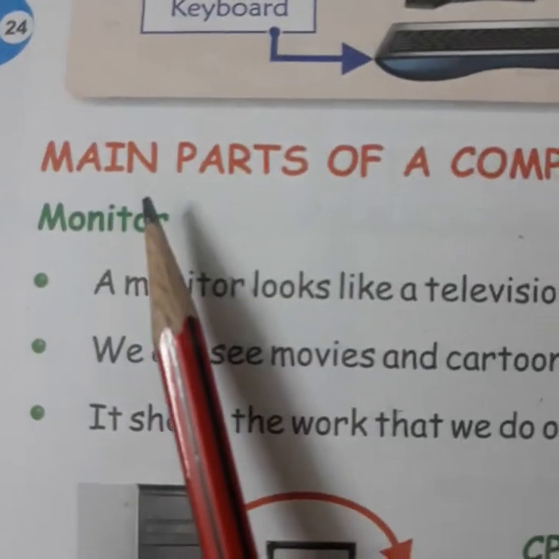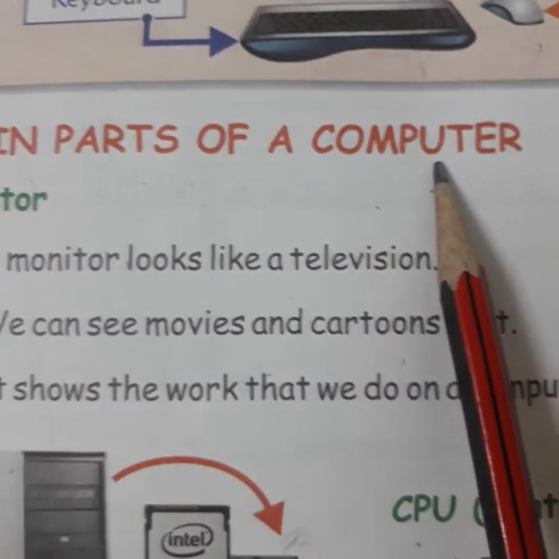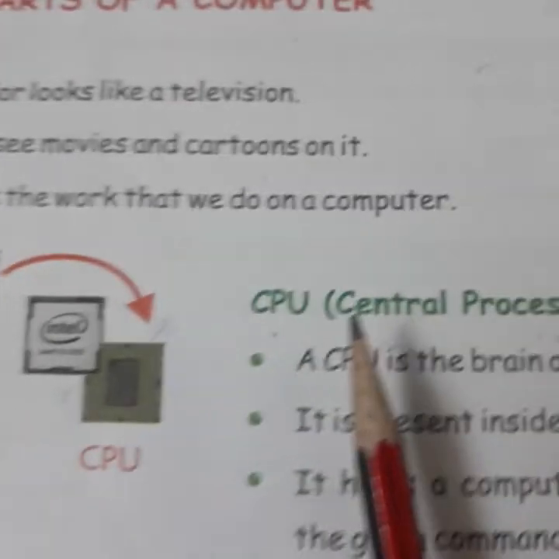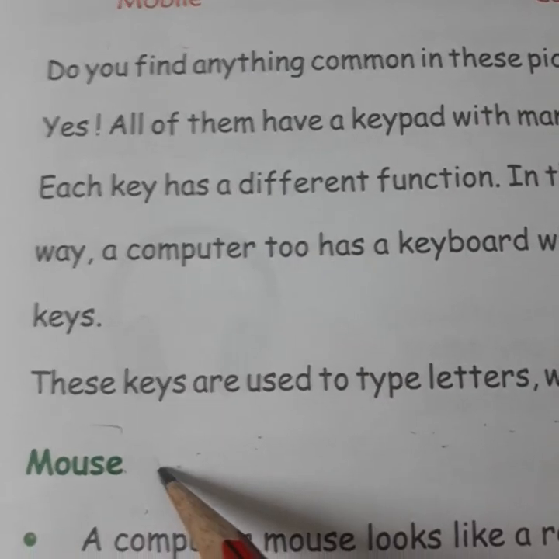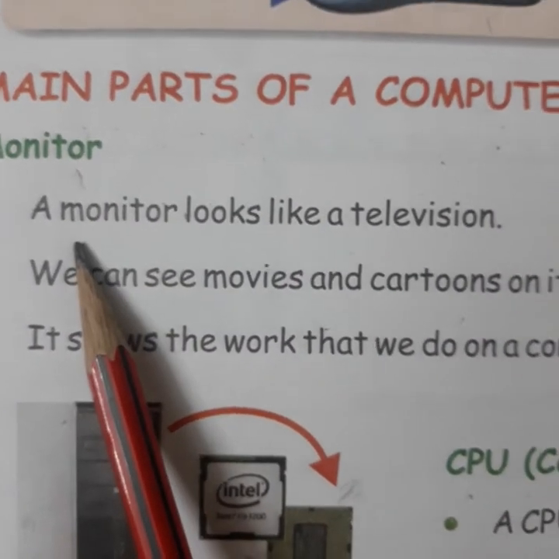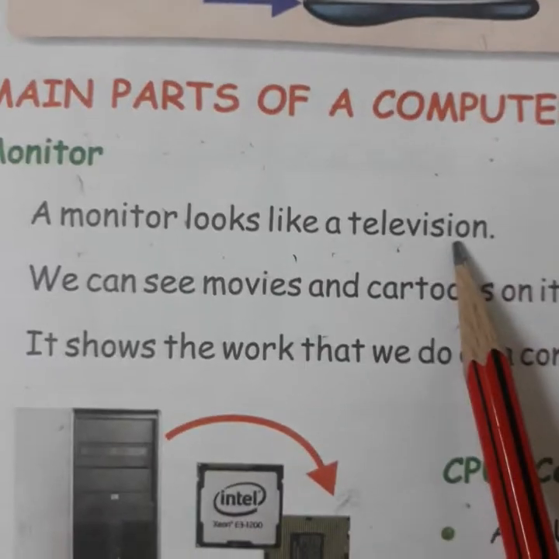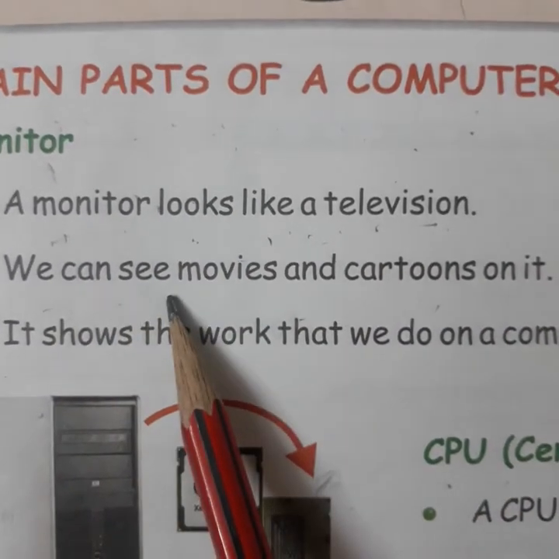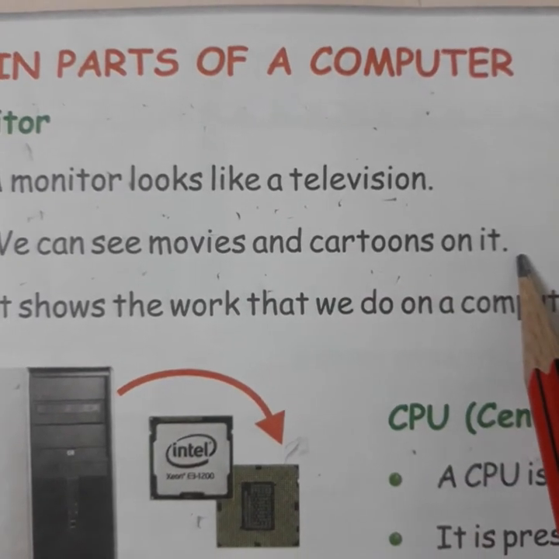Okay, now let's read main, M-A-I-N, main parts of a computer. The main parts of a computer are monitor, CPU, keyboard and mouse. We will read about these four only, right? So let's start with the monitor. A monitor looks like a television. We can see movies and cartoons on it.